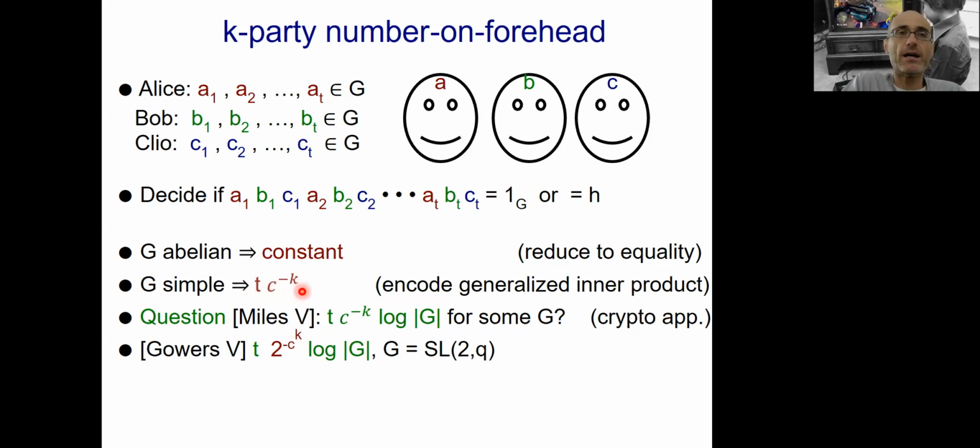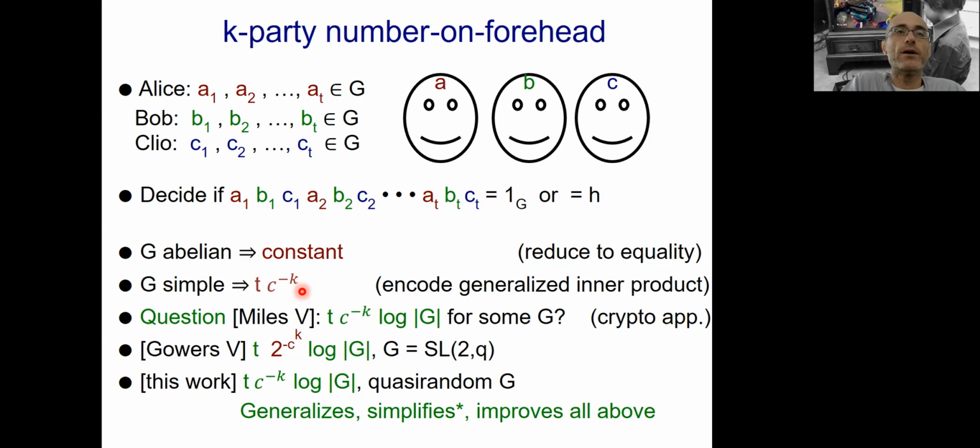So in this work, we achieve indeed the state-of-the-art bound. So we prove a bound which is T times single exponential in K, and then log the size of the group. This works for any quasi-random group. And this work again generalizes, simplifies, and improves the above works.